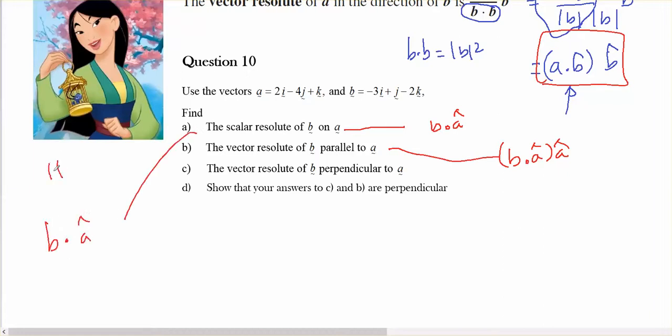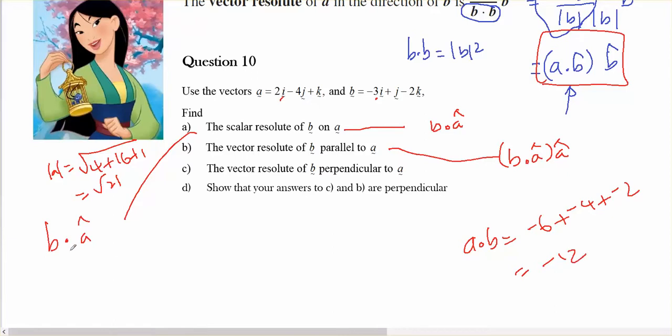The magnitude of A is the square root of 2 squared is 4 plus 4 squared is 16 plus 1, or root 21. And A dot B is 2 times negative 3 is negative 6 plus negative 4 times 1 is minus 4 plus 1 times minus 2 is minus 2, which is negative 12. So this is going to equal negative 12 on root 21. So that's the scalar resolute.